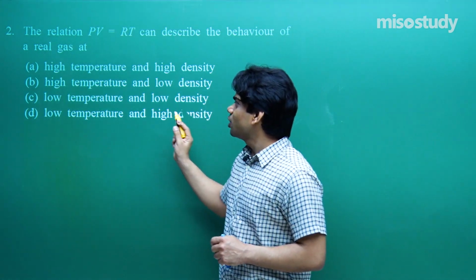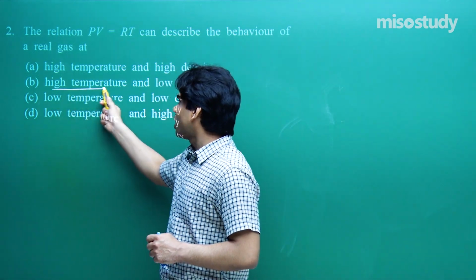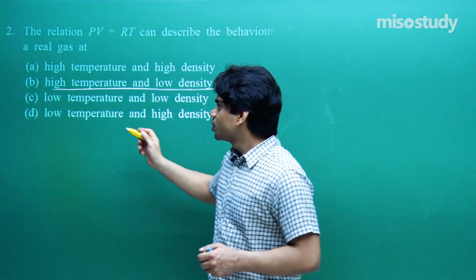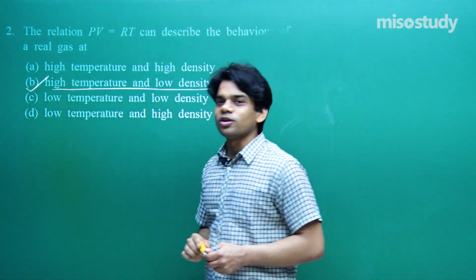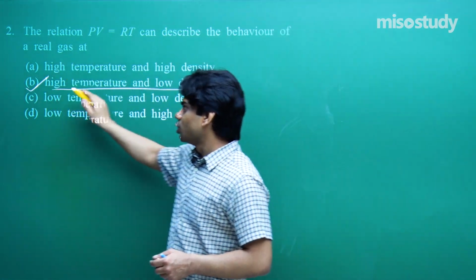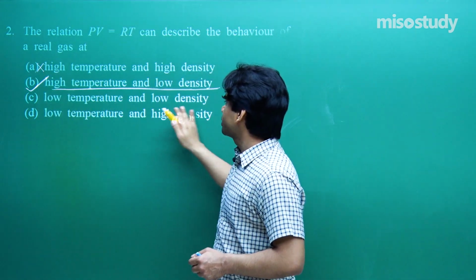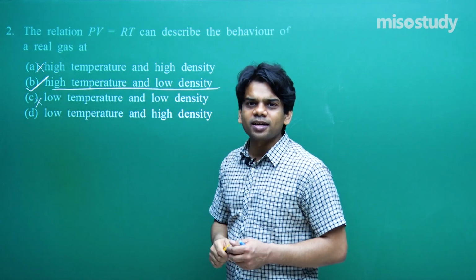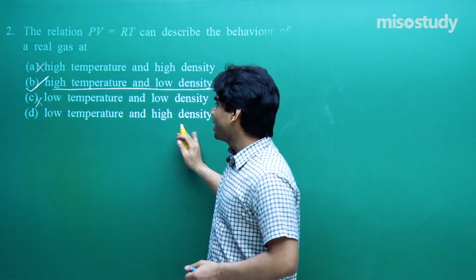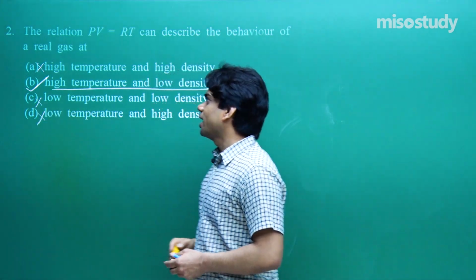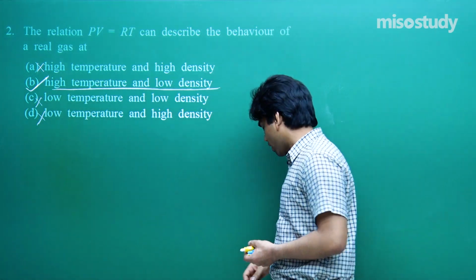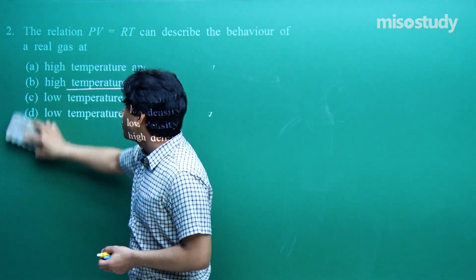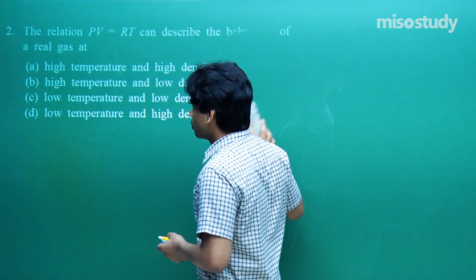So let me see, high temperature, low density. This fits our condition of assumptions in kinetic theory of gases. So option B will be the right answer for this. Next, high temperature, high density, no, it will not be free to move. Low temperature and low density: if you keep the temperature low, its volume will contract, it will get less space to move. Low temperature, high density, a very tough situation to apply the ideal gas equation, PV equals RT. So B, high temperature, low density, will be the appropriate answer for this question.